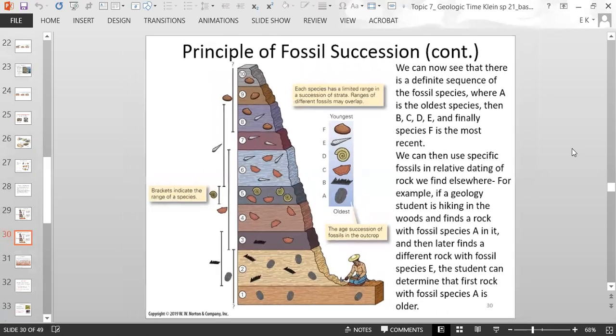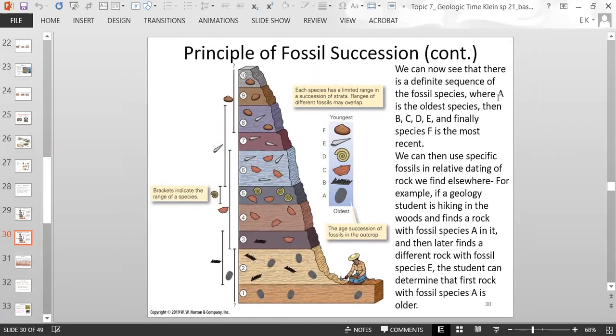So we can now see that there is a definite sequence of the fossil species, where A is the oldest species, then B, then C, D, E, and the species F is the most recent. Because the older rocks contain A, B, and then as you go up in time, you get fossil C and then D, right? So we're seeing the succession from one species to the next, and we can put those fossils in order, youngest to oldest or oldest to youngest.